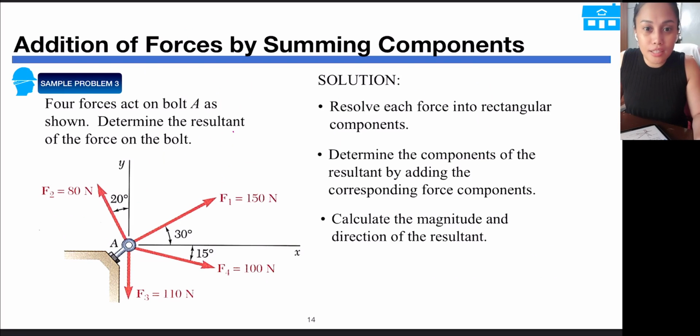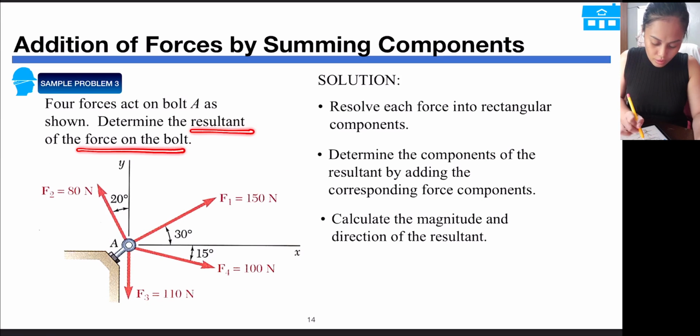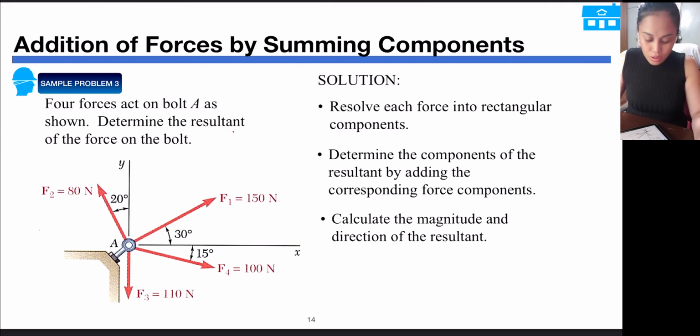Okay, so let us now go to our first example for this particular topic. We have here 4 forces acting on a bolt at A as shown in the figure. So, we have force F1, F2, F3, and F4. What is the resultant force that acts on the bolt? The resultant force of the four forces, we will resolve into a single force, which is called the resultant force. So, what is the resultant force?